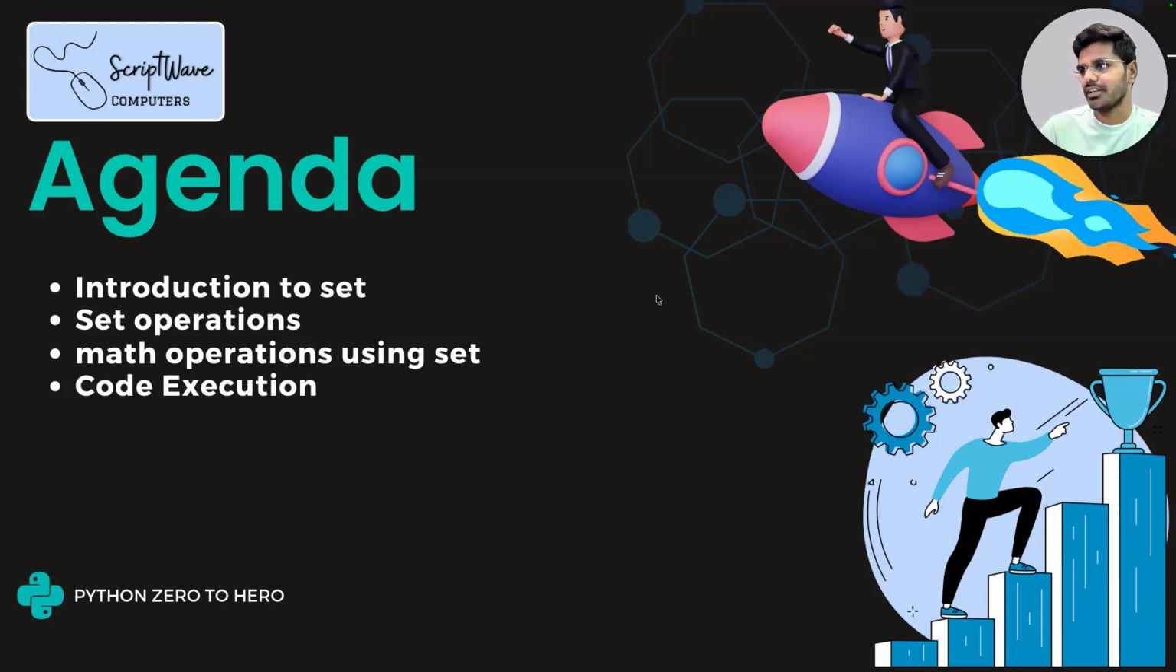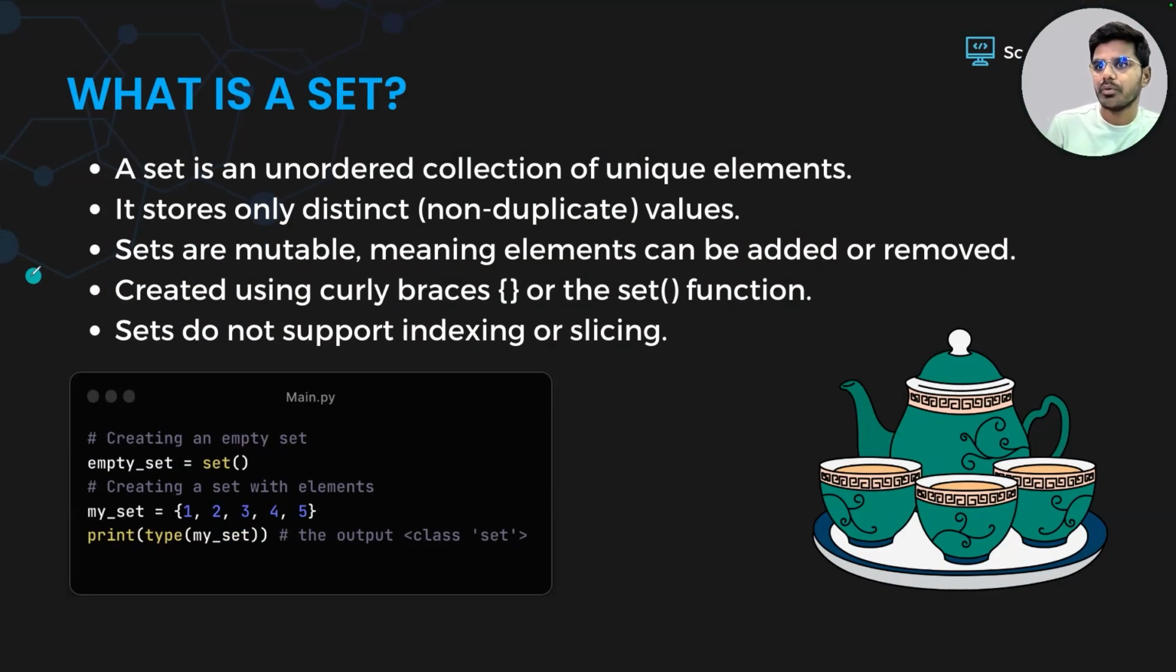Let's start with introduction to set. What is a set? A set is an unordered collection of unique elements. So here we need to underline 2 points, unordered and unique. We don't have any specific order whenever you are creating a set, and we don't allow duplicates inside the set because we always need unique values.